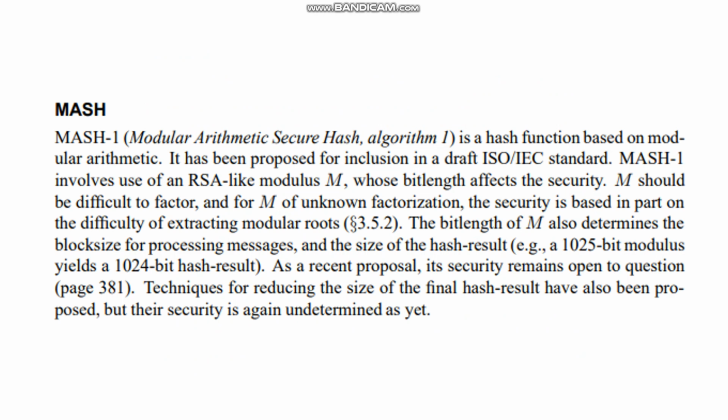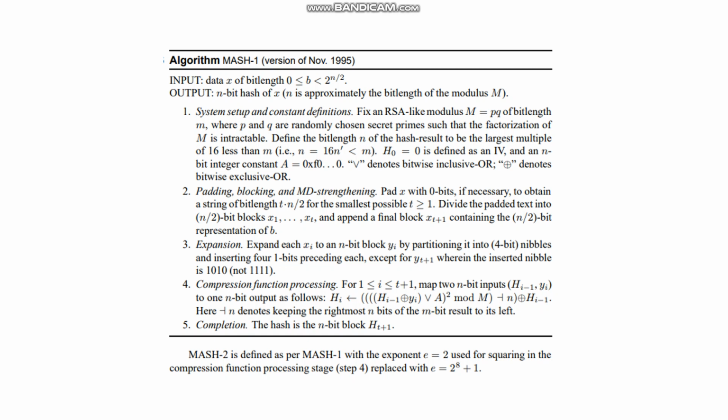As a recent proposal, its security remains in question. Techniques for reducing the size of the final hash results have also been proposed, but their security is again undetermined as yet. Also here is the MASH-1 algorithm, but it's not popular, but you should know about it. The input is data x with bit length b between 0 and 2 to the power n/2, and the output will be the n-bit hash of x, approximately the bit length of the modulus m.